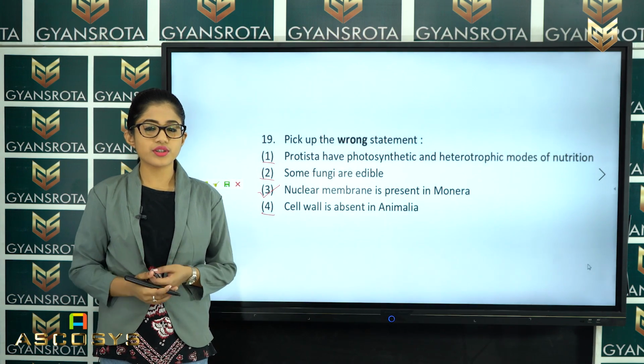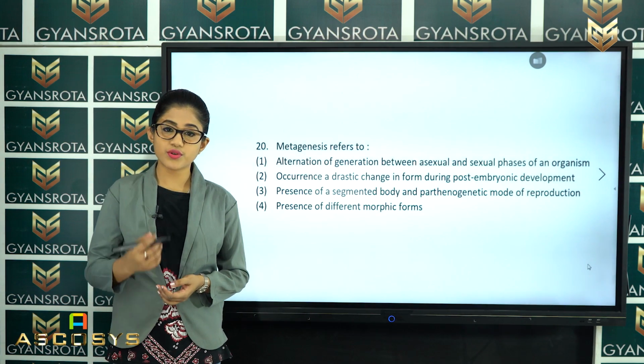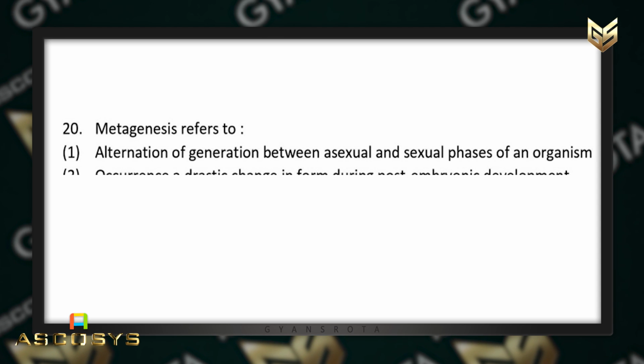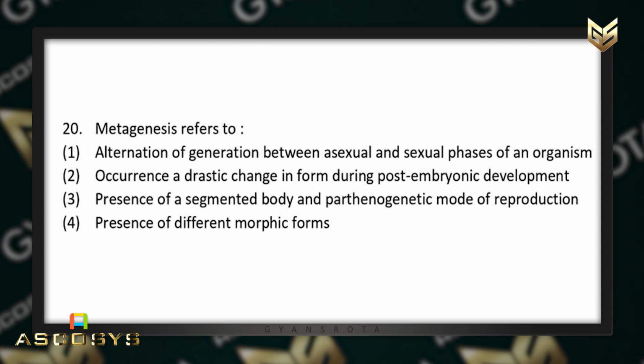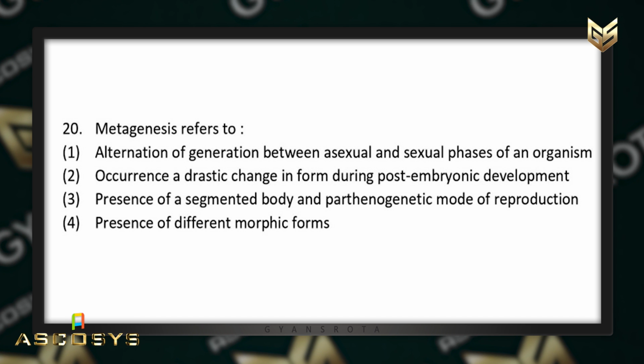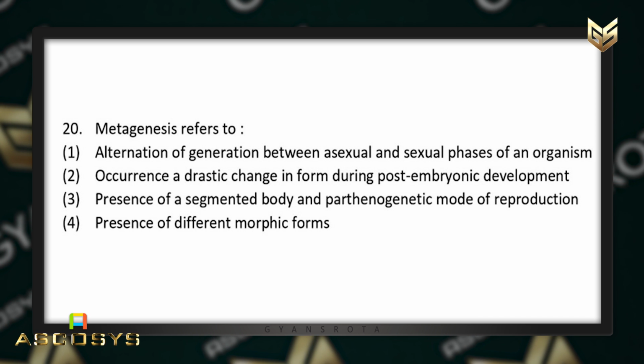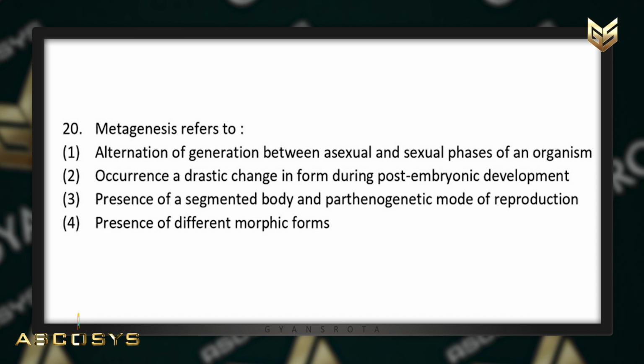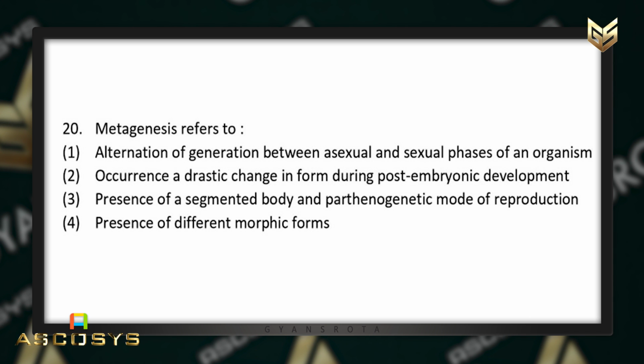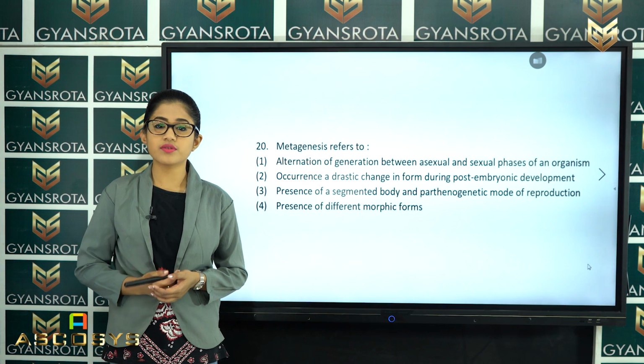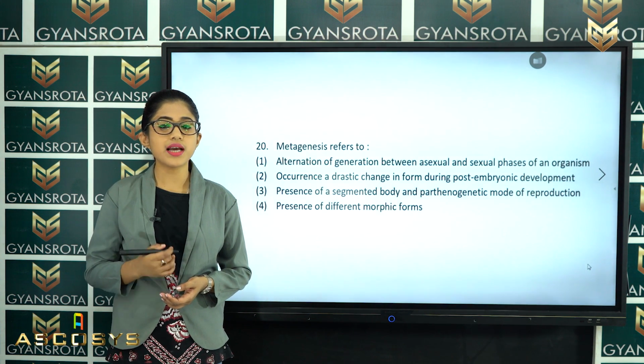Now let's see the next question. Now the next question is question number 20. Metagenesis refers to the alternation of generation between asexual and sexual phase of an organism, or the occurrence of drastic change in form during post-embryonic development, or presence of a segmented body and parthenogenetic mode of reproduction, or the fourth is the presence of different morphic forms. So this is a direct question from your NCERT textbook of the chapter Animal Kingdom.